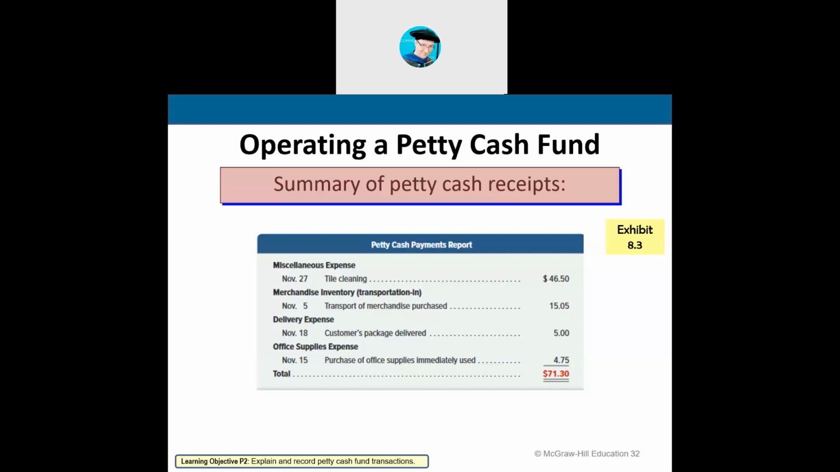These are things I'm not going to write a check for. I'm going to pay it in cash and then get receipts for all these things, put it in my cash bank, give it to the accounting office, and make them replenish it every month. That's why I don't like it. Because now all of a sudden I got to do a debit to miscellaneous expense, debit to merchandise inventory, debit to delivery expense, debit to office supplies expense, and a credit to cash, to the petty cash fund.